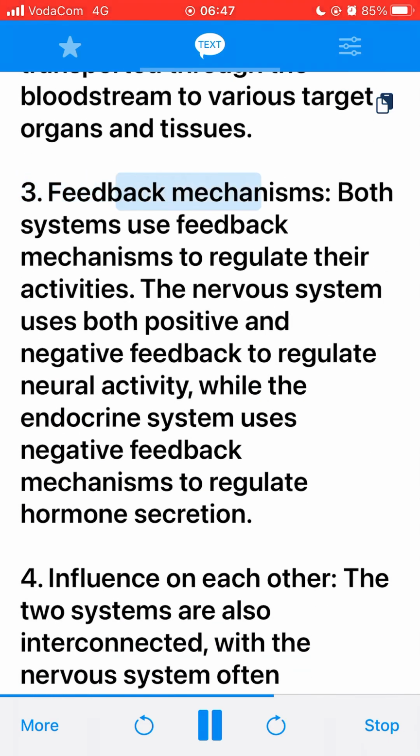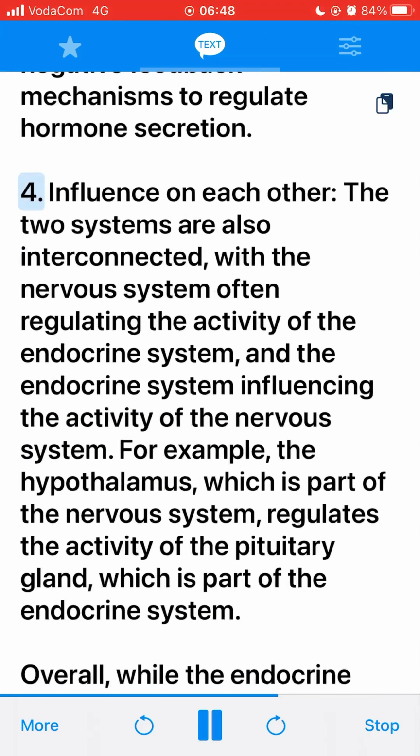3. Feedback mechanisms. Both systems use feedback mechanisms to regulate their activities. The nervous system uses both positive and negative feedback to regulate neural activity, while the endocrine system uses negative feedback mechanisms to regulate hormone secretion. 4. Influence on each other. The two systems are also interconnected, with the nervous system often regulating the activity of the endocrine system, and the endocrine system influencing the activity of the nervous system.